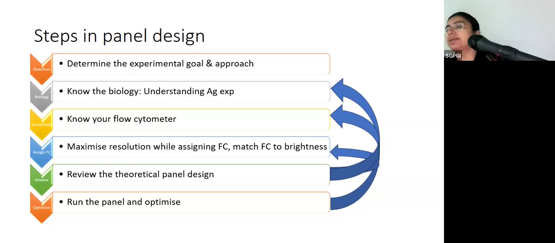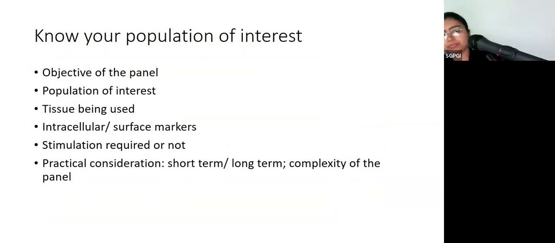So what works in one setting, in one equipment may not work on the others as well. So the first component is knowing your population of interest. We need to know what the objective of the panel is that we are designing. Acute leukemia, as I said, will be a different panel. B-cell lymphoma will be a different panel. The objective needs to be decided first.